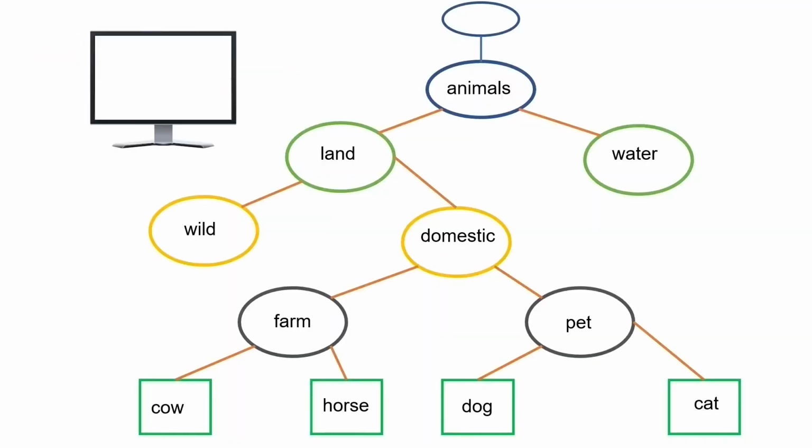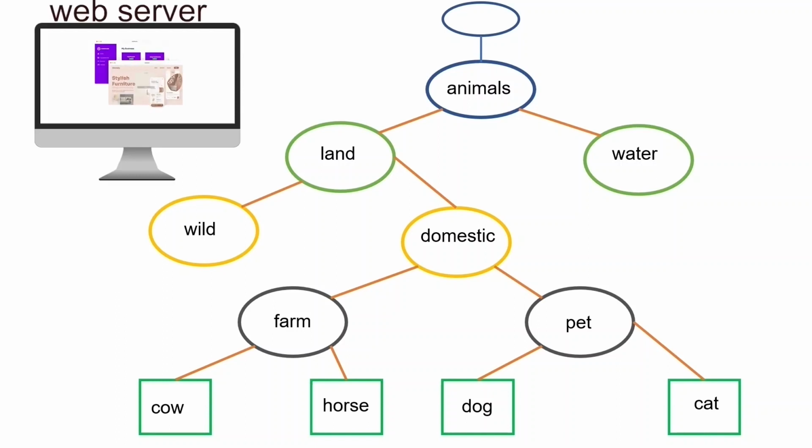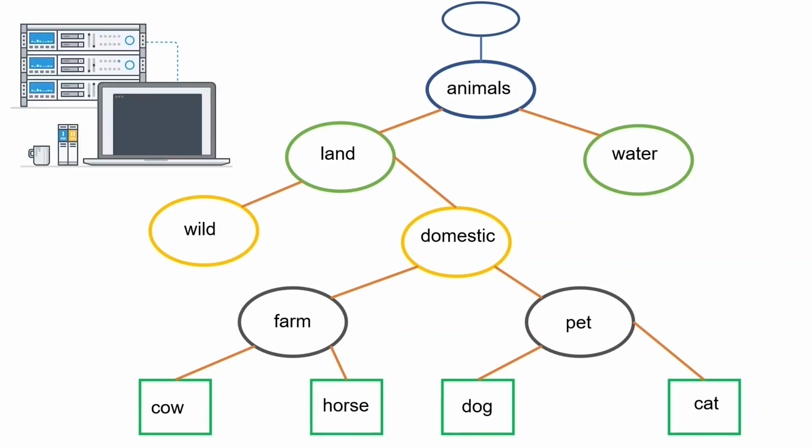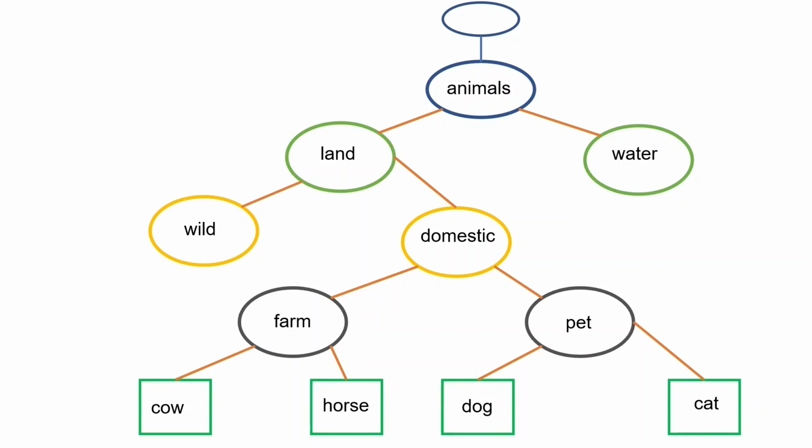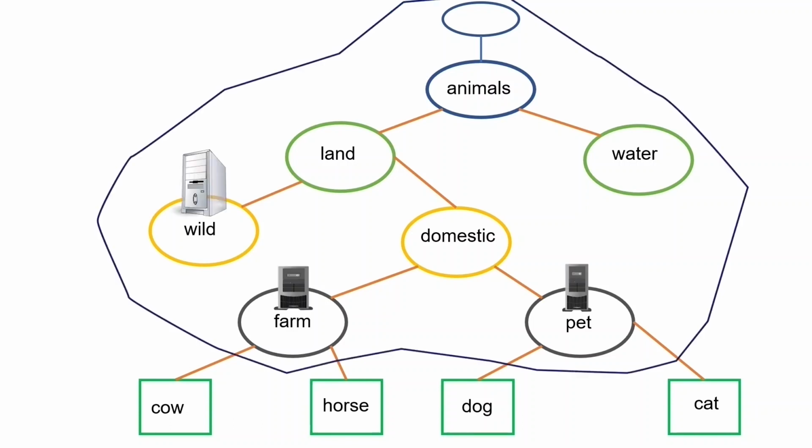A host is a node that hosts and runs a service. It gets its name from the service it runs. For example, if a host runs a web service, it is called the web server. If a host runs the DNS service, it is called the DNS server or name server. A name server runs a DNS service and provides answers to DNS queries. In our example, farm, pet, wild, domestic, land, water, animals, and root are examples of name servers.